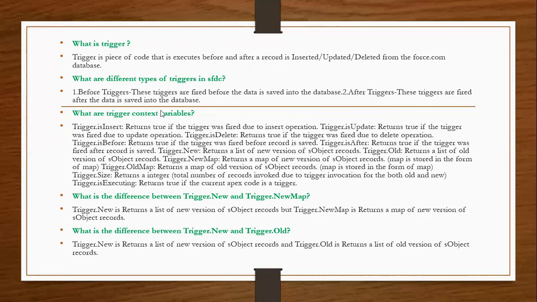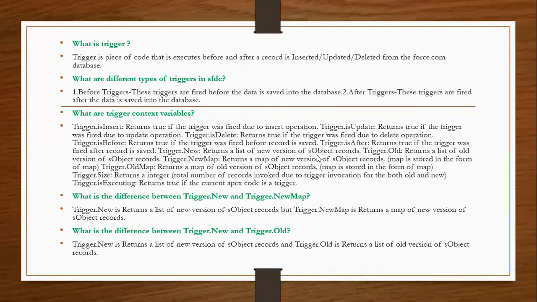Next, what are the trigger context variables? Trigger.isInsert returns true if the trigger was fired due to an insert operation. Trigger.isUpdate returns true if the trigger was fired due to an update operation. Trigger.isDelete returns true if the trigger was fired due to a delete operation. Trigger.isBefore returns true if the trigger was fired before records are saved. Trigger.isAfter returns true if the trigger was fired after records are saved.